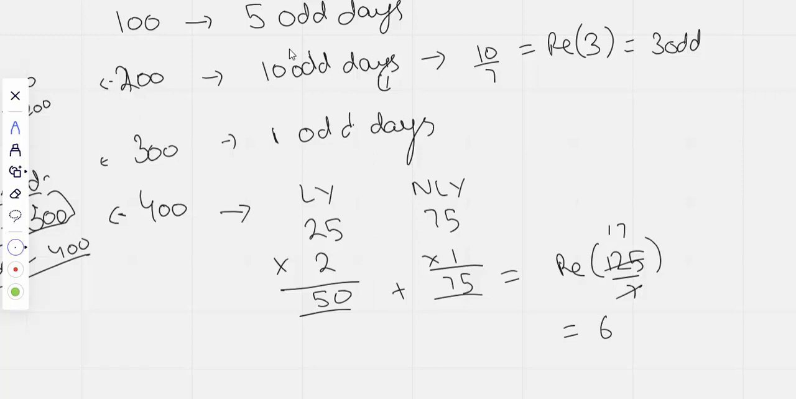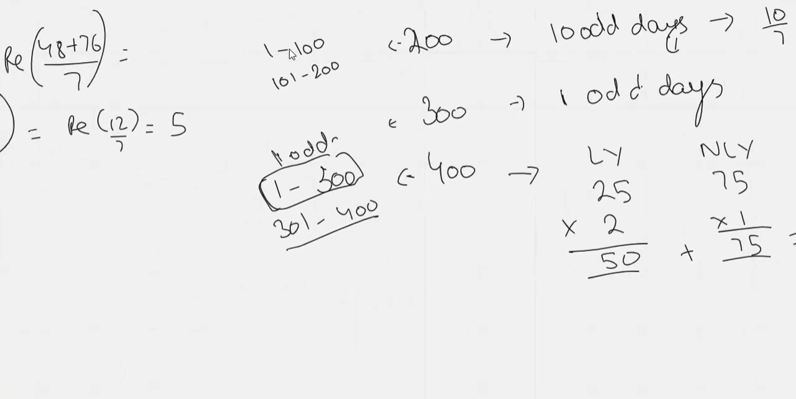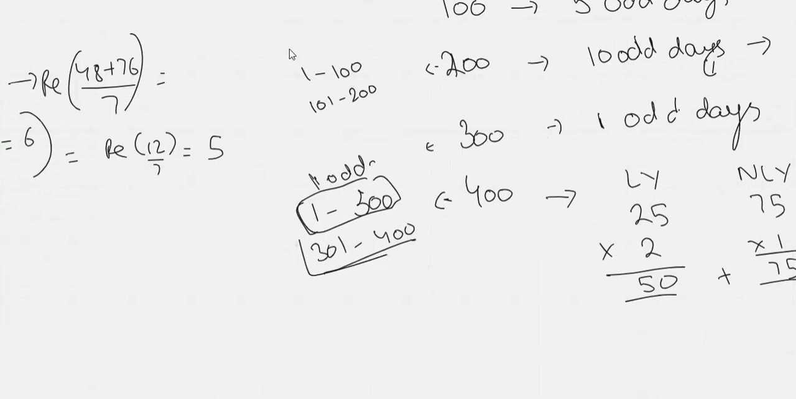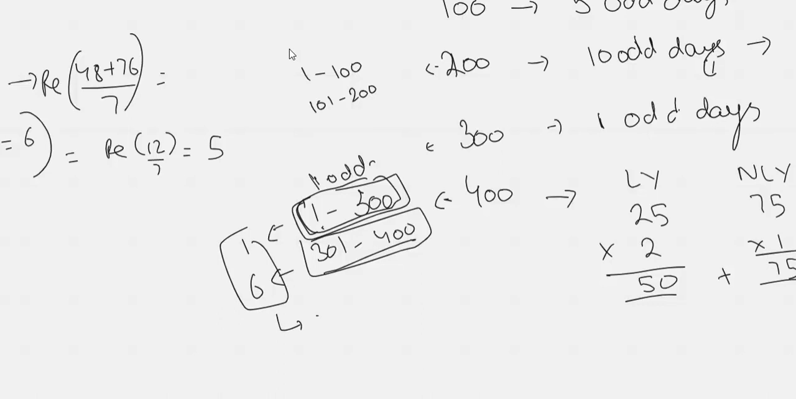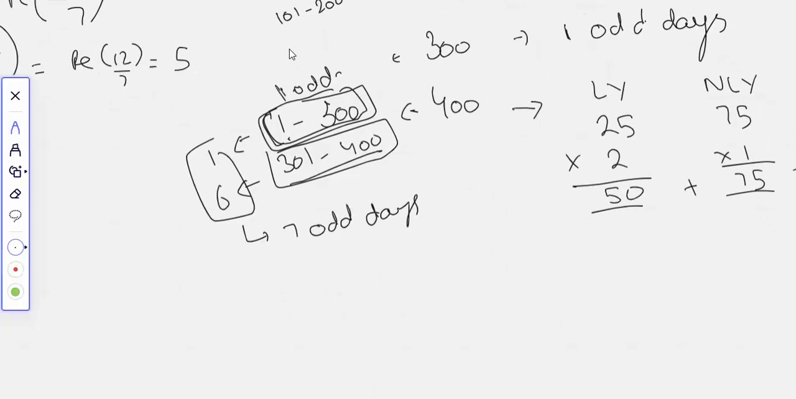Okay, so for odd days, for this duration you are getting 6 odd days. For this duration you are getting 1 odd day. So for the complete span from first till 400, you'll get a total of 7 odd days. Once the number of odd days is equal to or greater than 7, we divide by 7 again. So 7 by 7, we get a remainder of 0.